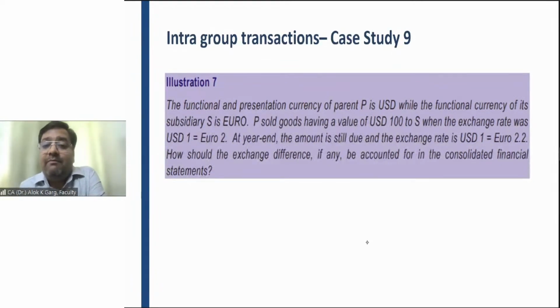Rahul is asking, sir, what if the balancing figure is at the asset side? Rahul, there will be a foreign currency translation reserve negative. The foreign currency translation reserve could be negative as well. It will be on the other equity only, right? It will be in the reserve side with a negative reserve.